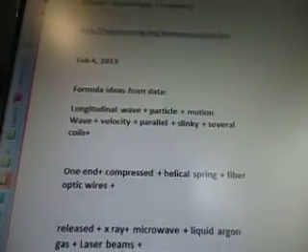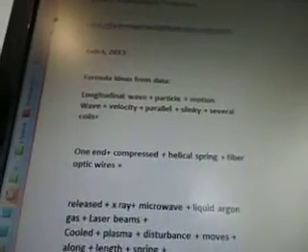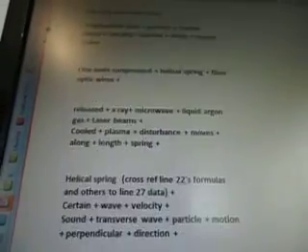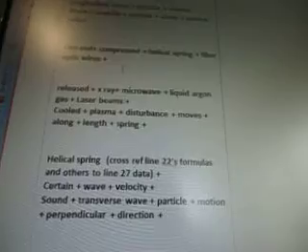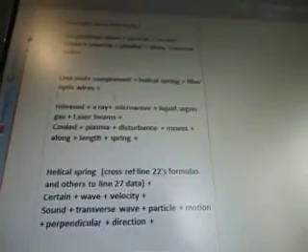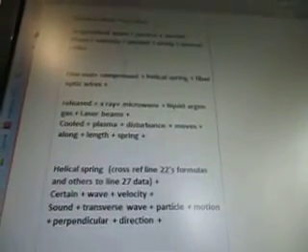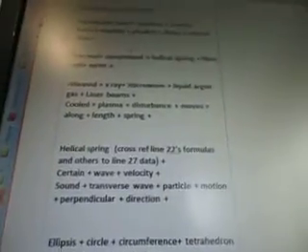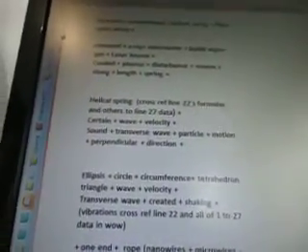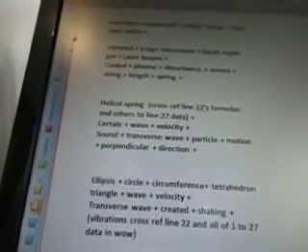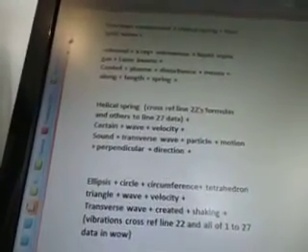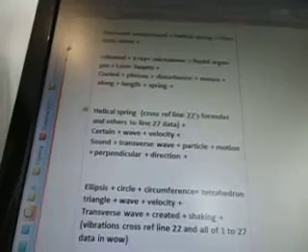February 4th, formula of ideas from the data is longitudinal wave, particle motion, wave velocity, parallel, slinky, several coils. One end compressed, helical spring, fiber optic wires. Released, X-ray, microwave, liquid argon gas, laser beams, cooled plasma, disturbances, moves along length of spring. Helical spring, cross-reference lines 22 formulas and other to line 27 data.